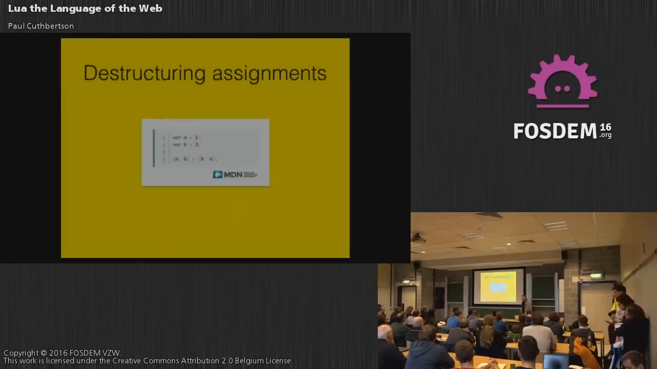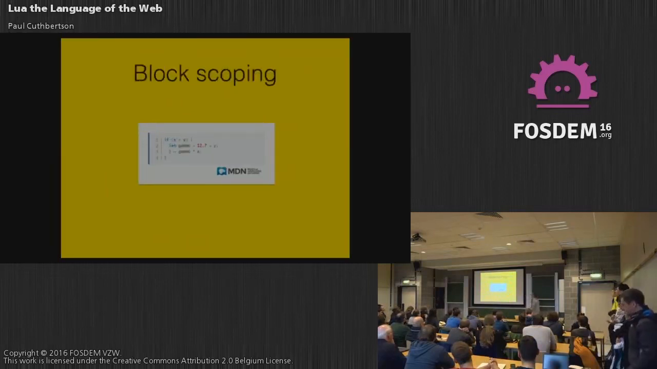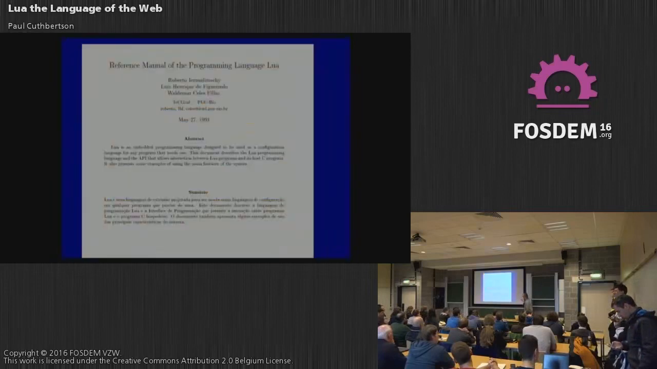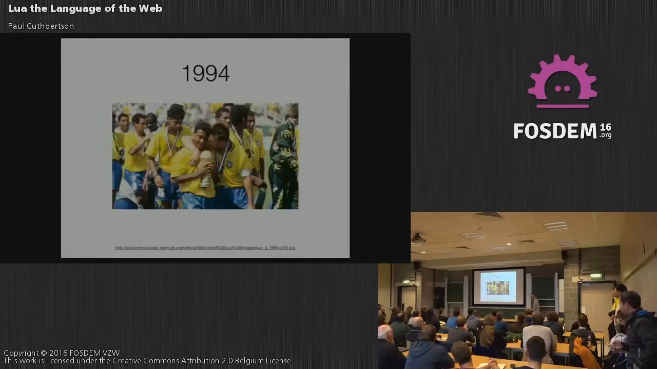Lastly, destructuring assignments, obviously familiar with these as multiple return values, and block scoping via the let keyword. They all came out with the initial version of Lua. There's no version number on there, but it's 1994, the year that England didn't qualify for the World Cup, unfortunately. Good year for Brazil in 1994, Lua and the World Cup.